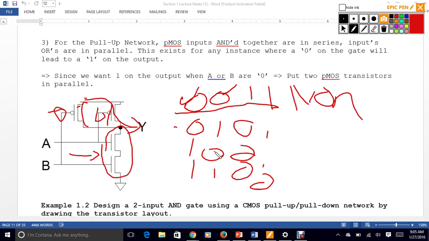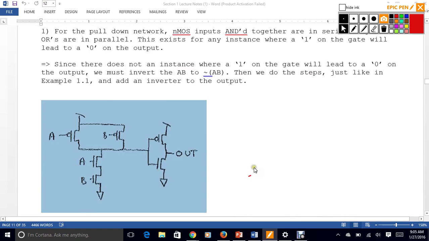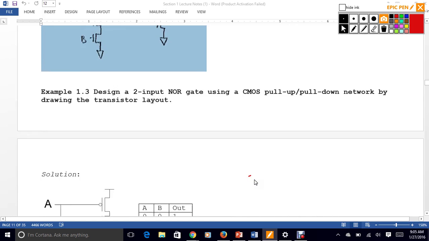So when we did 1.2 down here, design the NOR gate, that was an AND gate, so we just did a NAND gate inversion. So we do a NOR gate, and that's why they are in fact in series.